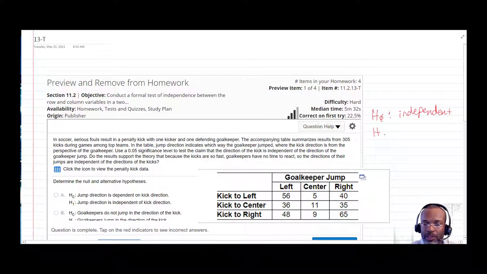let's make that H1, is a statement that talks about the dependence of these two variables. So that's not quite a complete statement. So what are we looking at? Well, jump direction versus kick direction. The statement is that the goalkeeper's jump is independent of the kick direction. So that's what we're looking for in a hypothesis statement.